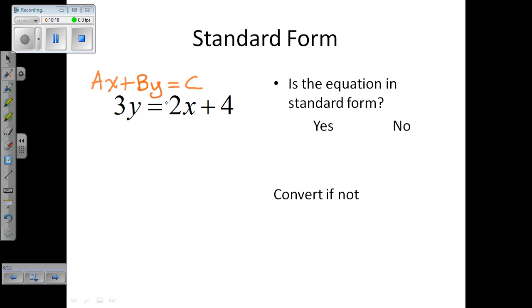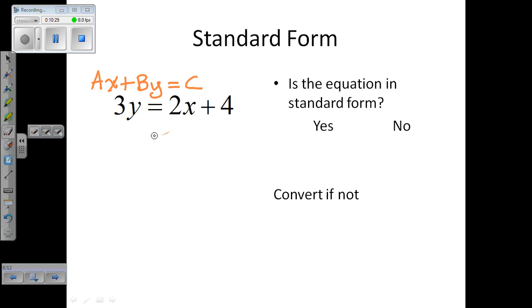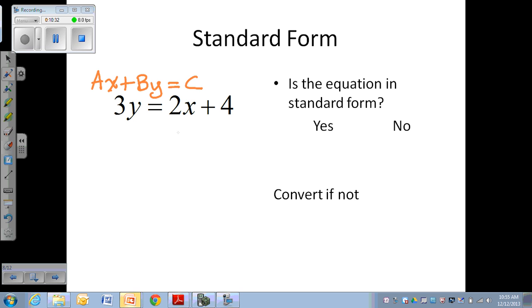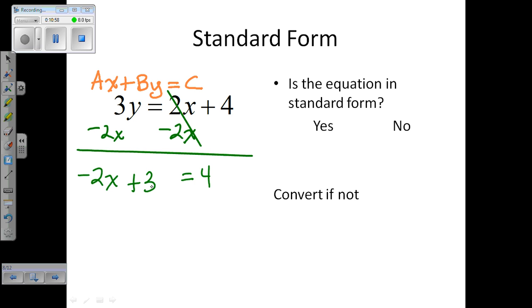So what I want to do is I want to get this 2x over to this side so it'll be in the right spot. So if you think back to your equation solving strategies, and specifically literal equations, to move that 2x, what I need to do is I need to subtract 2x from both sides. So the 2x will cancel on the right side, leaving me with just equals 4. So there's my equals C. And on this side, I want to have AX plus BY. So I'm going to put my AX term, which is now negative 2x, and my 3y on this side.